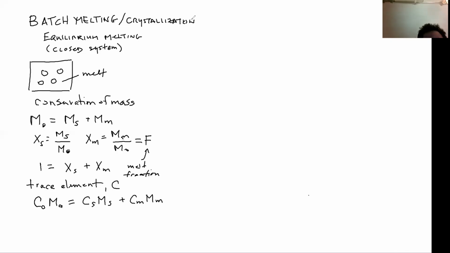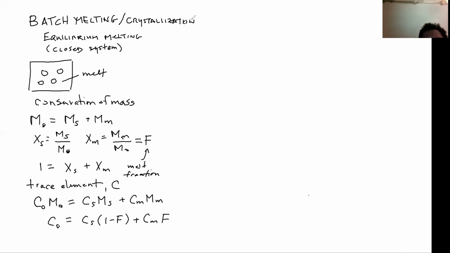Now, if I divide this entire equation by m0, then I will get this equation: C0 equals Cs times (1 minus F) plus Cm times F. And note here that I've used F in the place of Xm. So 1 minus F is Xs right here. So this is just the same as the top equation over there.